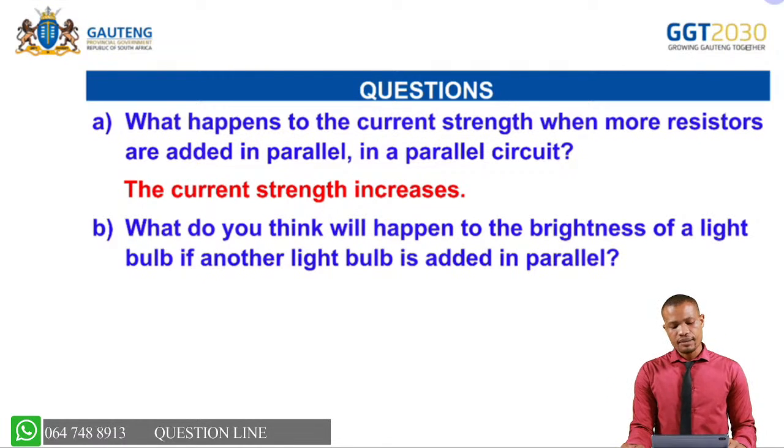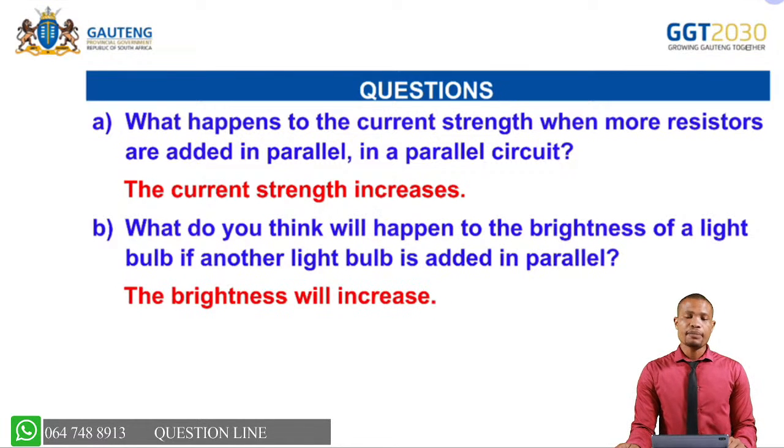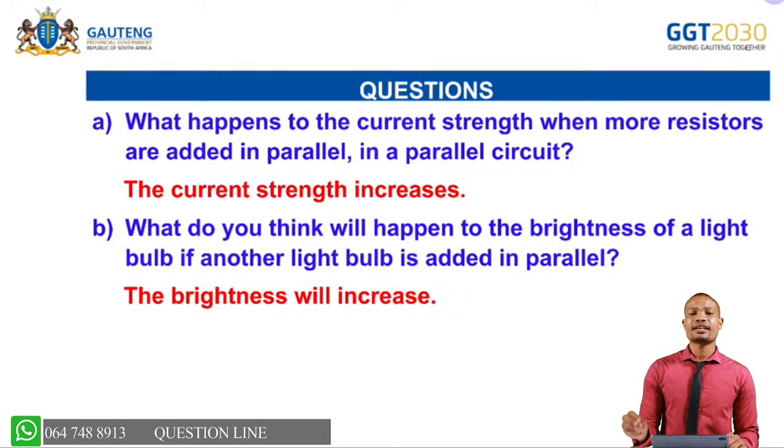Okay. B, what do you think will happen to the brightness of a light bulb if another light bulb is added in parallel? The brightness will increase. Why? Because if we're adding another bulb in parallel to the first one, the overall resistance will decrease and hence the current will increase. Okay.